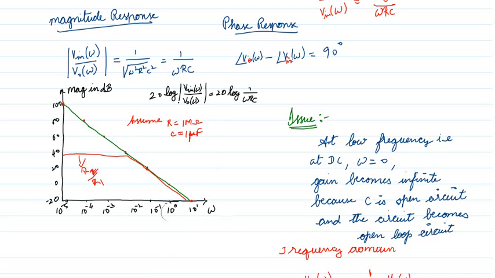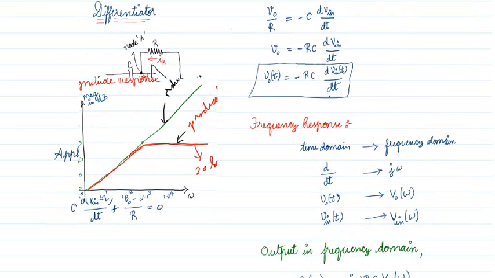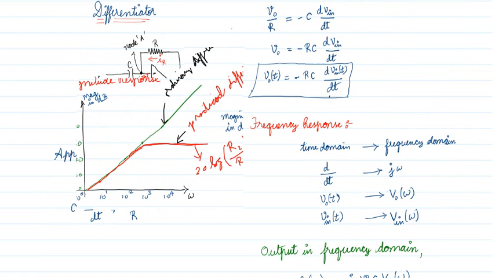Similarly, this is the characteristics of the magnitude response of the differentiator. What happens? At low frequency, the gain is less. At high frequencies, gain is large. So this differentiator circuit permits high frequency signals and blocks the low frequency signals. So it is a high pass filter. Differentiator is a high pass filter.